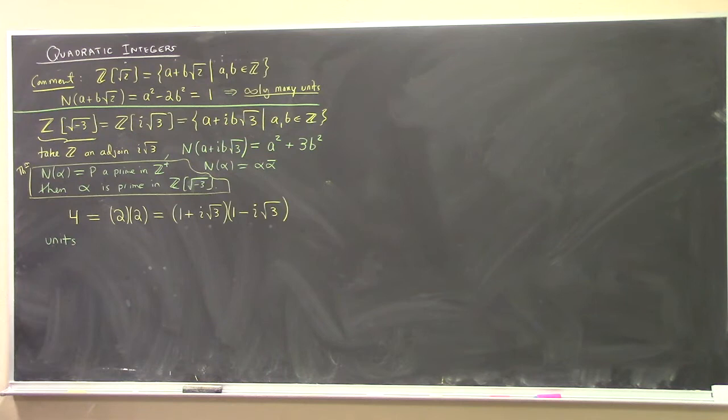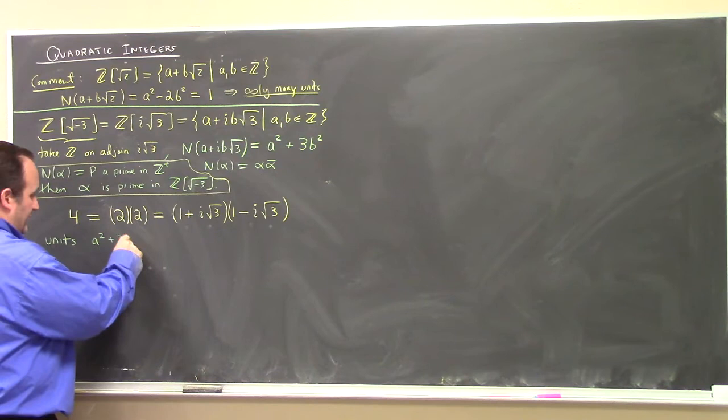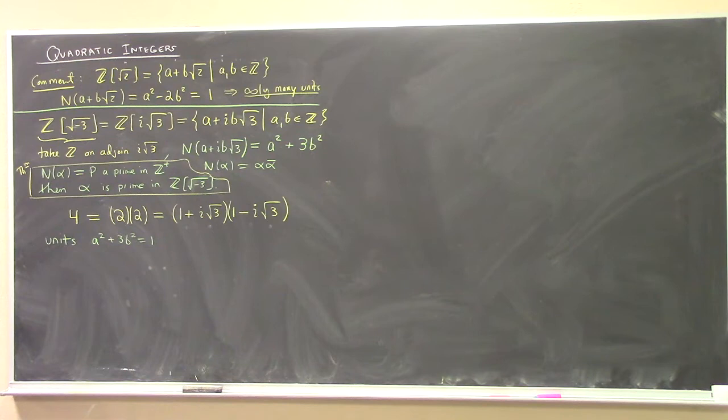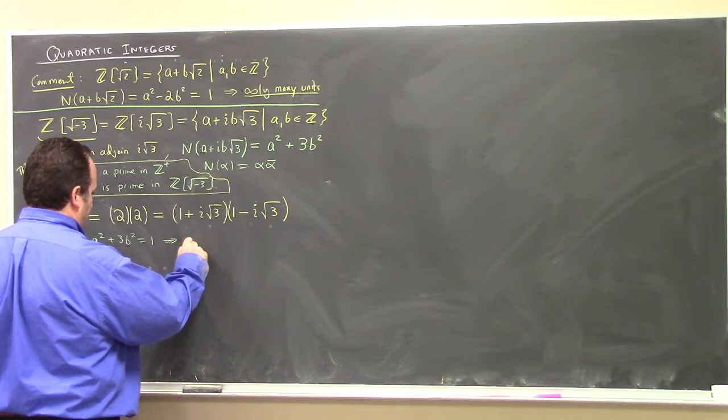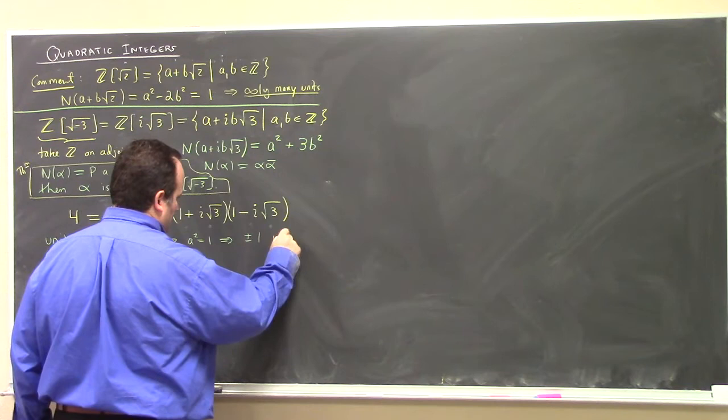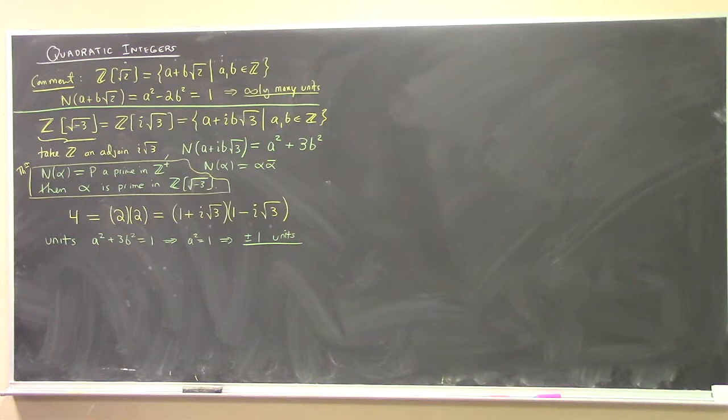Anyway, so we need to solve a squared plus 3b squared equal to 1. Same song and dance as the last one we did. Can't have b non-zero. So a squared equals 1. So plus or minus 1 are the units here. That's it. Right? So then what? There are distinct factors. Right.